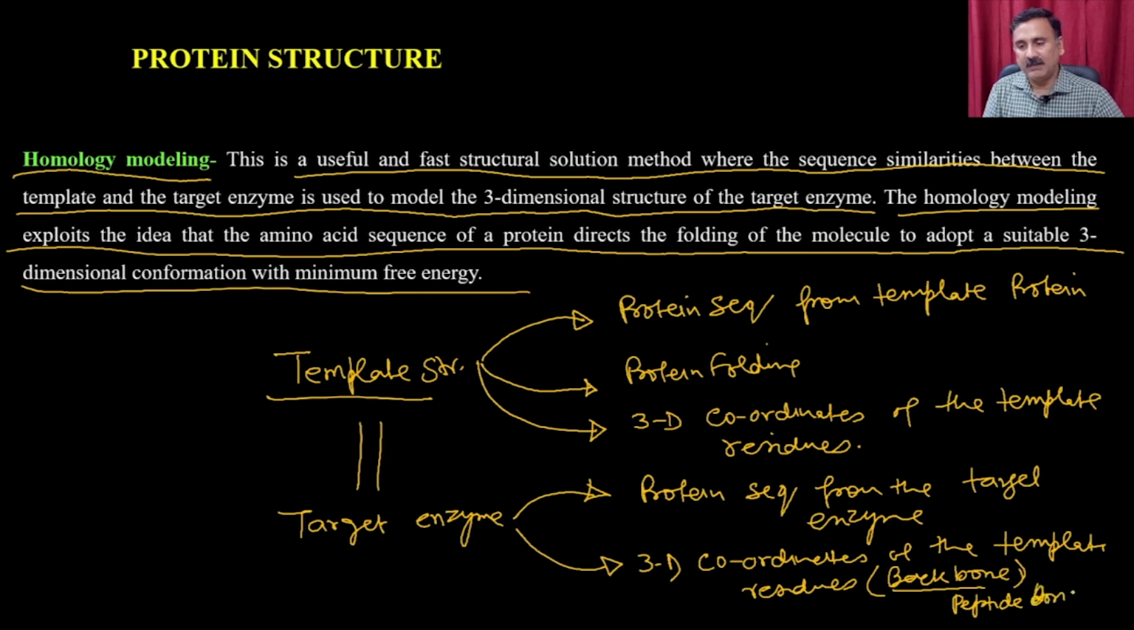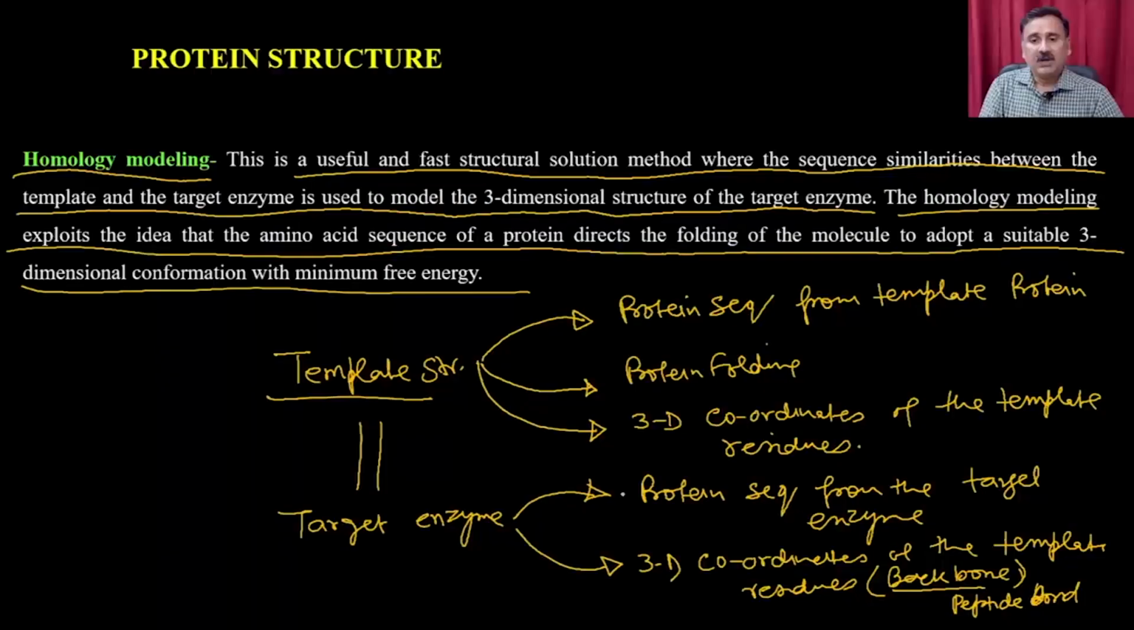You are going to use only the peptide bond or the main chain. Side chain information you will not take, because the side chain information may or may not be the same. So, this is exactly what you have to do, but if you want to do this, you have to follow multiple steps so that you can achieve this target.